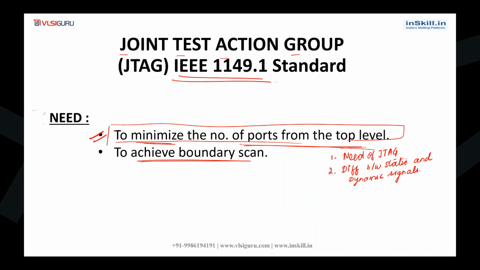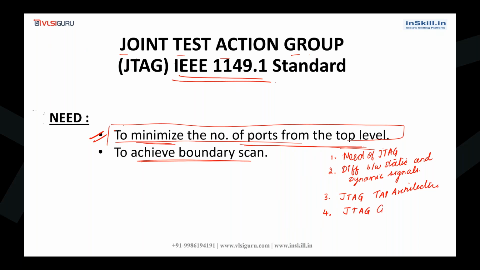What is the difference between a static signal and a dynamic signal? We'll try to understand with the help of some examples. And then we will also try to understand the JTAG TAP architecture, and then the JTAG FSM.